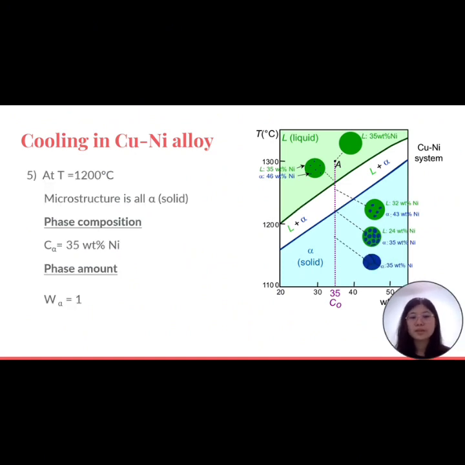So lastly, at 1200 degrees Celsius, the microstructure is finally all in the solid phase, and the phase composition will be 35 weight% nickel, and the phase amount will equal 1.